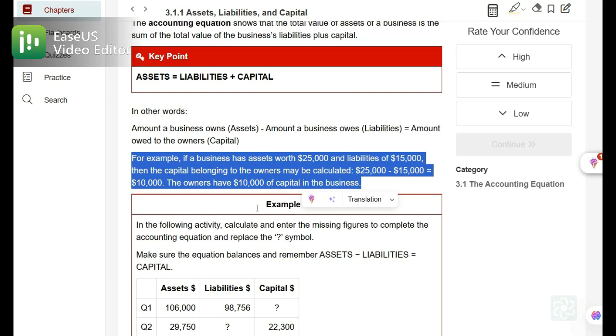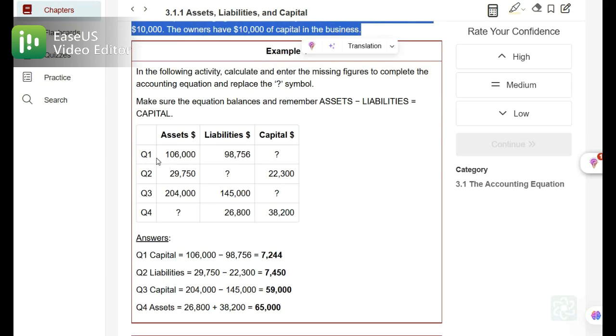Okay. Now here we have more examples. Question number one: asset is 106,000 and liability is 98,756. So what will be the capital? So the capital will be 7,244.